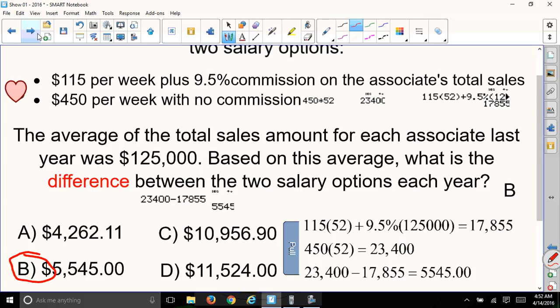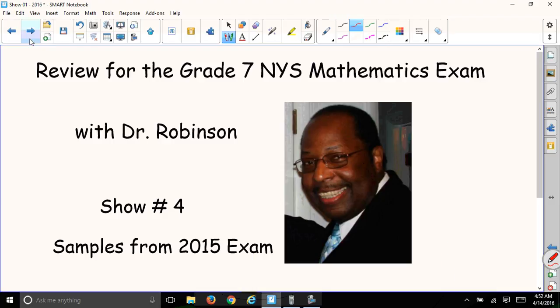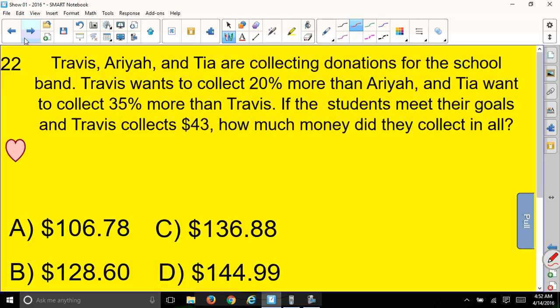So this was a very good question. Check your understanding. If you understand it so far, you are in good shape. But if you're unsure and you're unaware of what's going on, please write down your questions, bring them in to us tomorrow, and we'll talk about it. So this is Dr. Robinson. We'll deal with show number 4, dealing with this type of question. So check it out. It's a good question. Again, about how much money they collected in all.